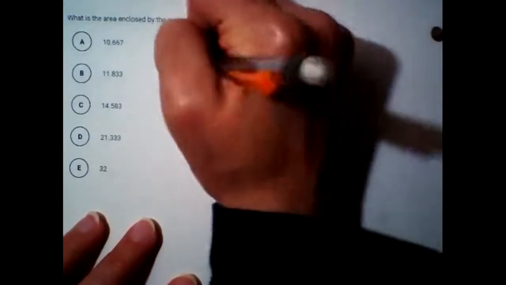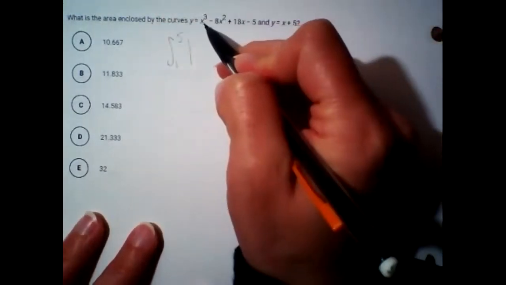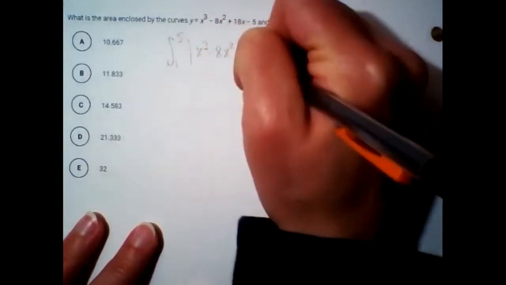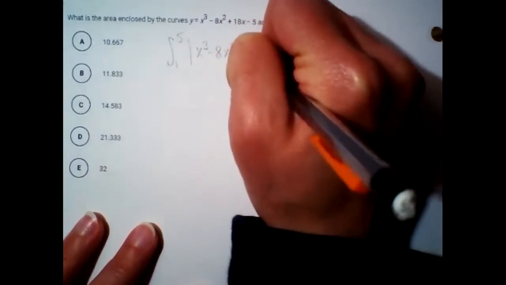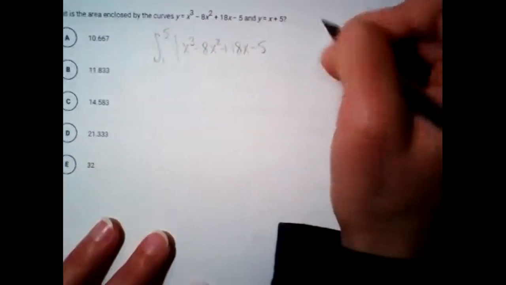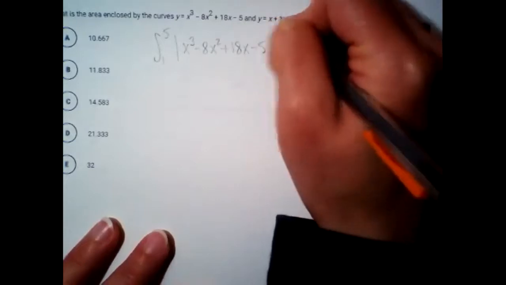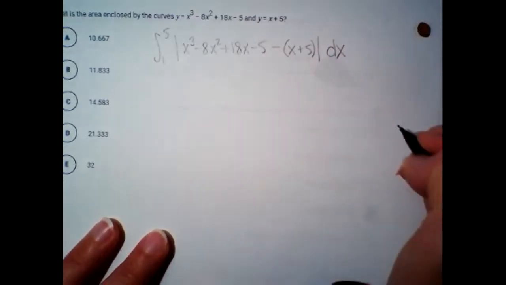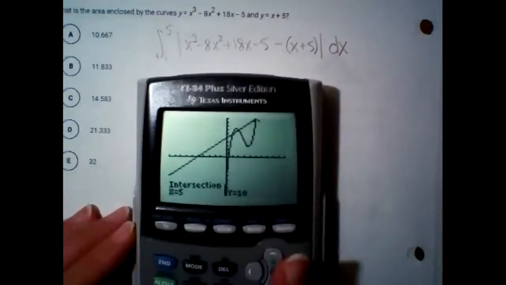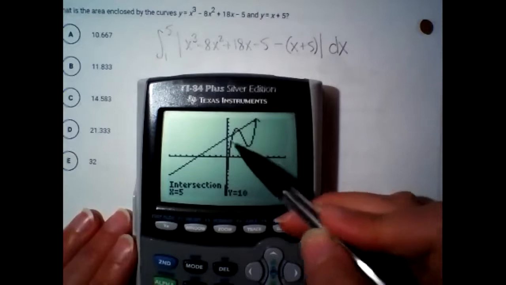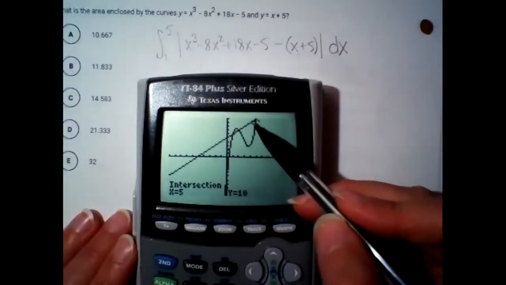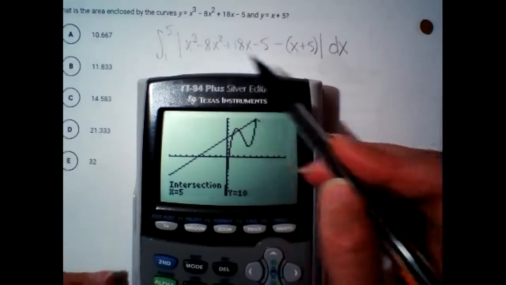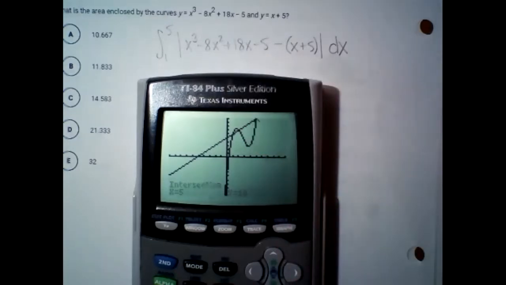So this is going to be absolute value of, I'm just going to take the cubic function first. So x cubed minus 8x squared plus 18x minus 5. And then minus the x plus 5. And that will give us the total for both of those areas. So we're integrating from 1 to 5. And I know it's usually upper graph minus lower graph, but if we put the absolute value around it, it won't matter which way we're subtracting that.